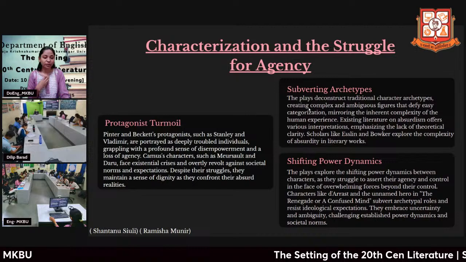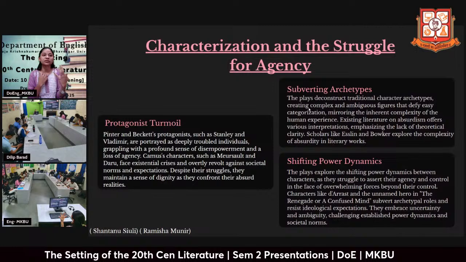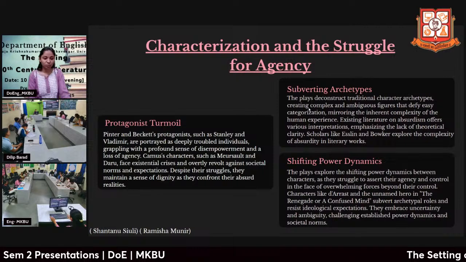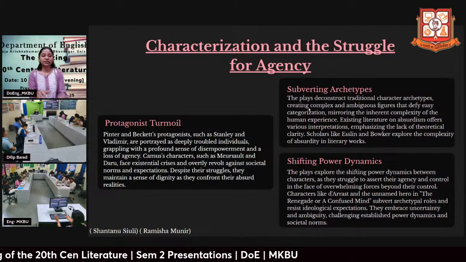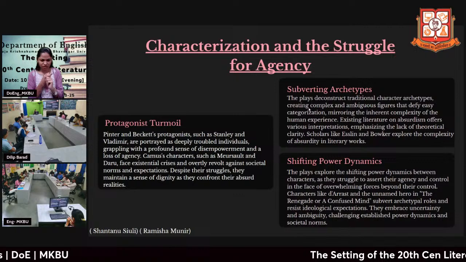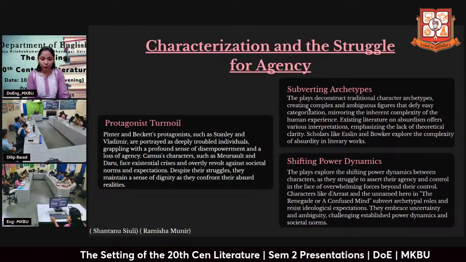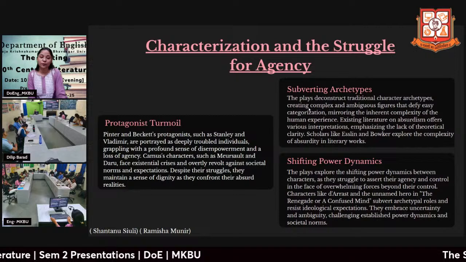So he was in his zone, whereas Vladimir and Estragon were waiting for something which is not at all present, or there's no mention of who Godot is, or whether there is really someone like a Godot or not. Camus's characters such as Meursault and Daru, these are also characters of two plays, The Guest and The Stranger, face existential crisis and overtly revolt against societal norms and expectations. Despite the struggle, they maintain a sense of dignity as they confront their absurd realities.